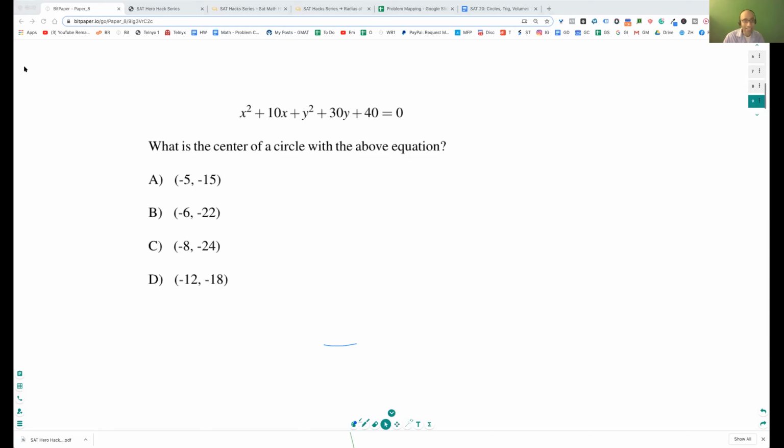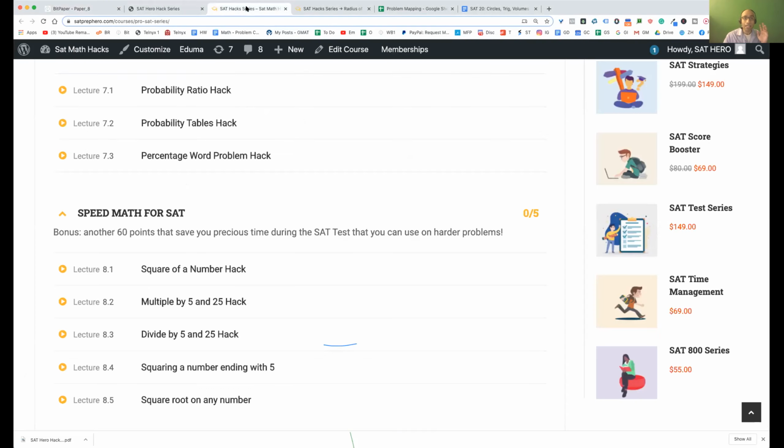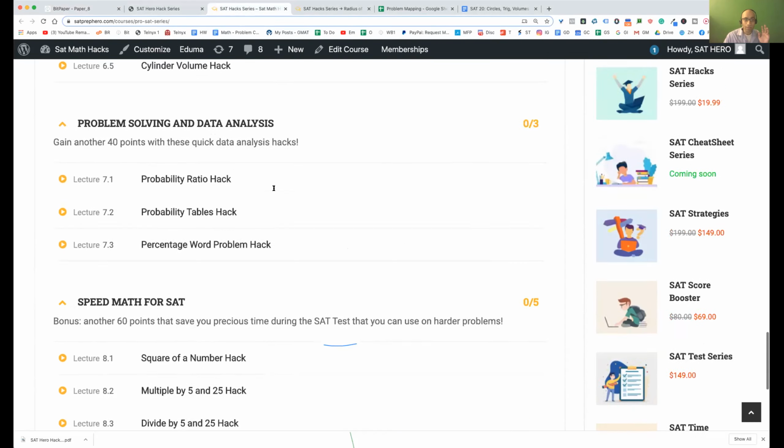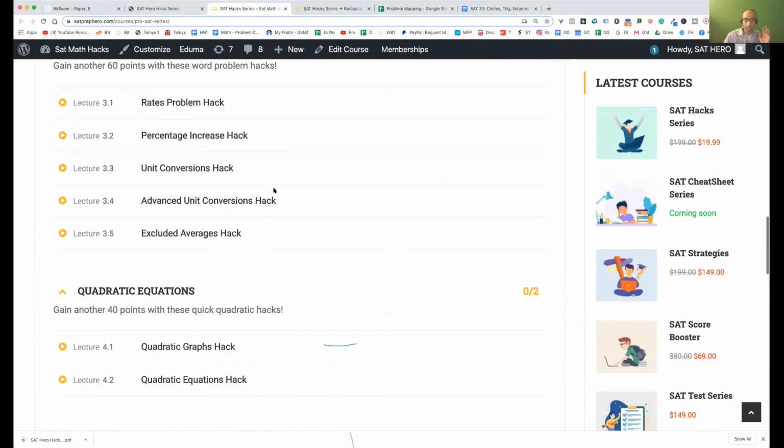So that's it, guys. This is so important, right? Solving these problems. And not only that, you've just seen two hacks, right? I've spent about 25 minutes right now explaining to you two hacks, right? There's 30 hacks over here. Each one of them is going to help you again and again and again, right?